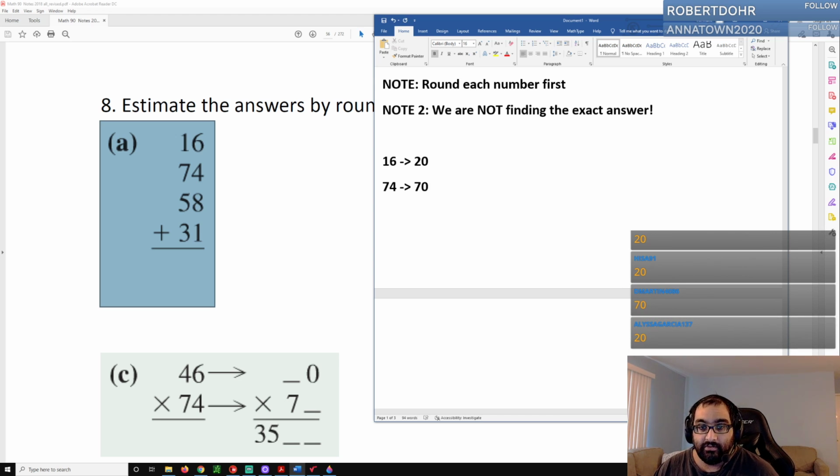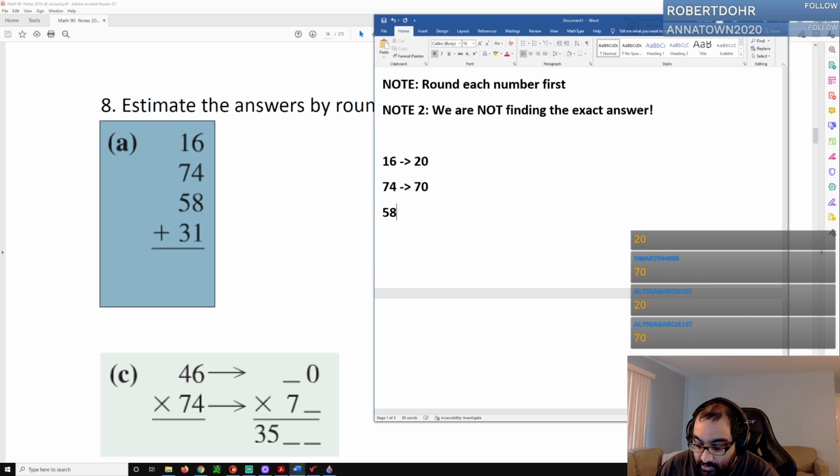70. Right? Because again, we're taking the 7. We look to the right. That's a 4. All right. And so with that being between 0 and 4, that will stay the same at 70. Okay.